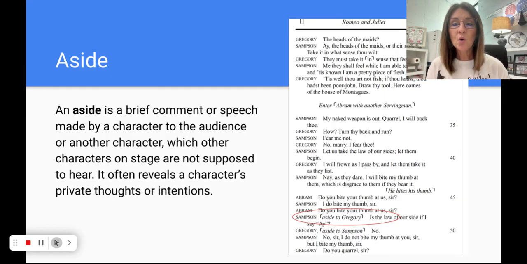And how do you know whether it is an aside or not when you are reading a play? It's because it says it. Like, look at that script right there where it says to Samson, he says it aside to Gregory, okay? So that other people are not intended to hear that.